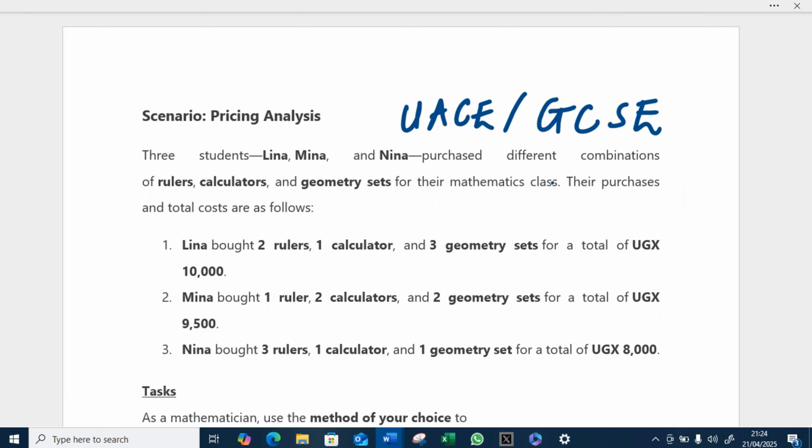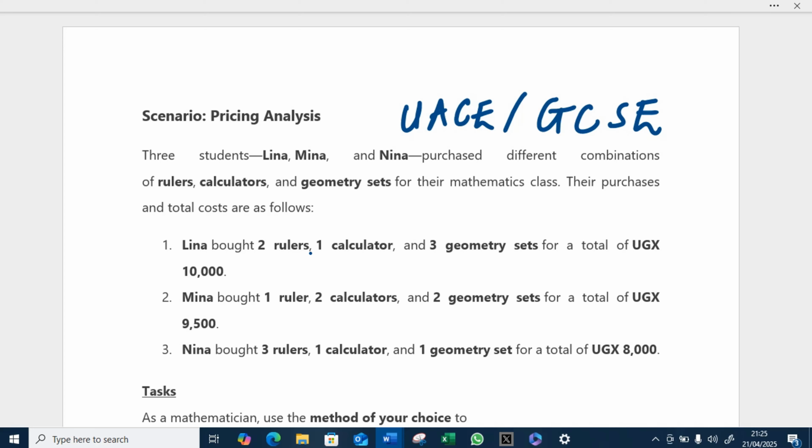Hello dear mathematicians, tonight we are going to be looking at a scenario problem that involves pricing analysis. So we have three students, Lina, Mina and Nina, that purchased different combinations of rulers, calculators and geometry sets for their mathematics class. Their purchases and total costs are as follows.